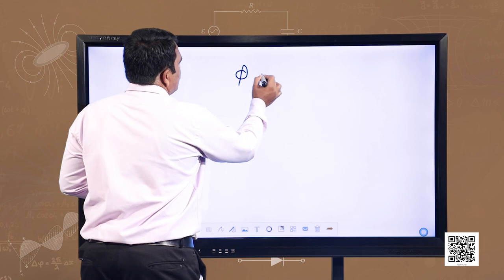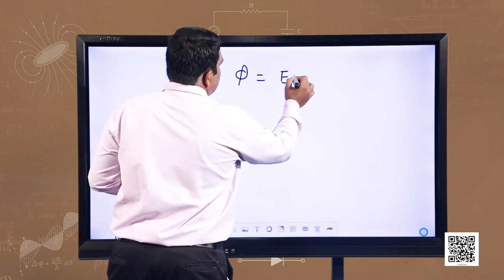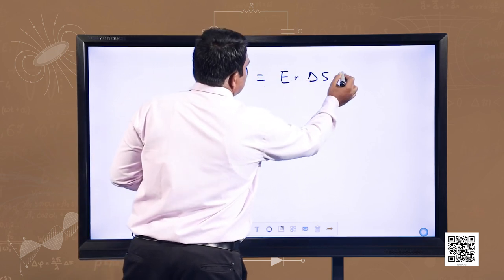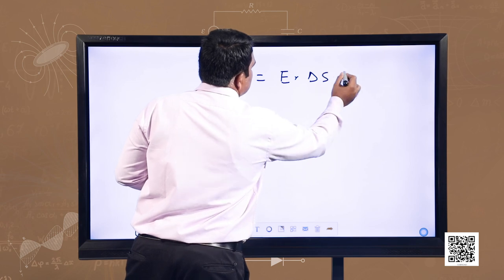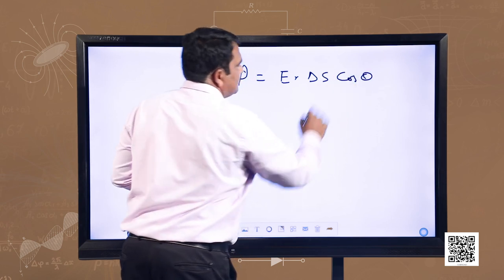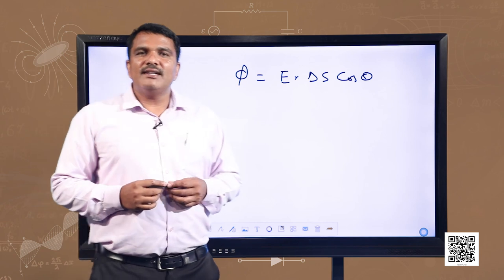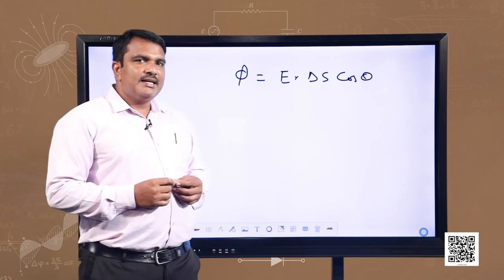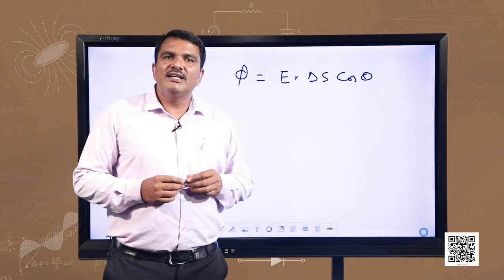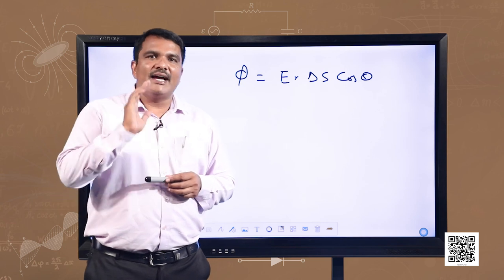We know that flux of electric field E through an area element delta S can be written as phi is equal to E delta S cos theta, where theta is the angle between direction of electric field and normal to the area element.